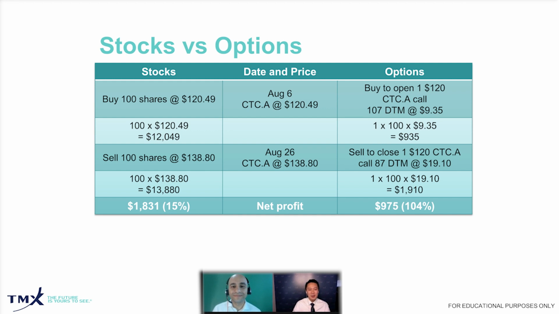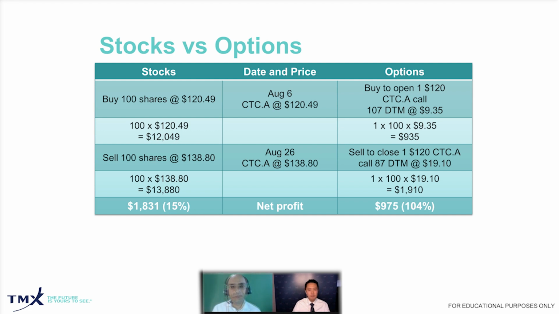So let's say Canadian Tire goes up to $138.80. Both traders are making a profit, but notice the return of each trader. 15% versus 104%. So this is the second benefit of using options, which is the leverage. Because a 15% increase in the price of Canadian Tire generated a 104% profit for the call buyer. Why is this? Because the capital required to attain the same exposure in 100 shares is a fraction of the cost.